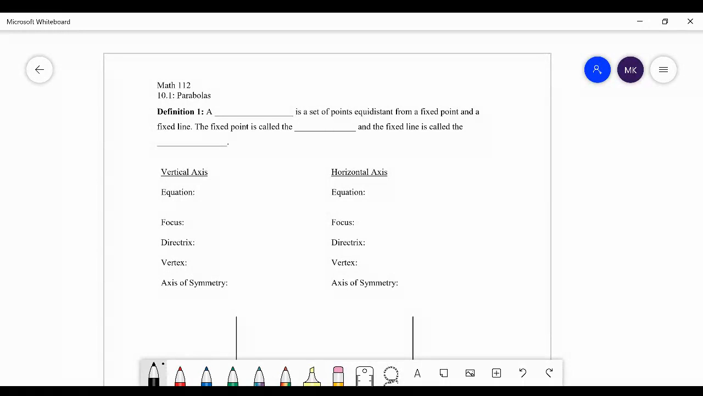So very simply, a parabola is defined to be a set of points that are equidistant from a fixed point and a fixed line. The fixed point is called the focus, and the fixed line is called the directrix.